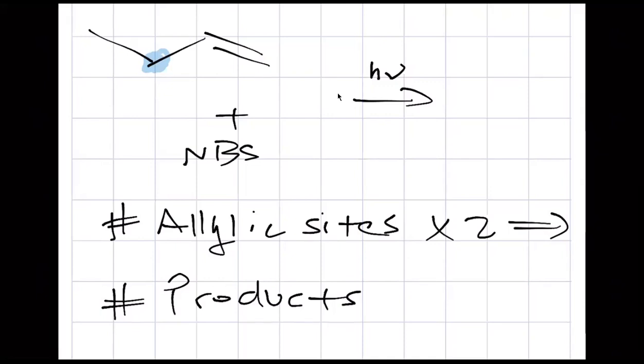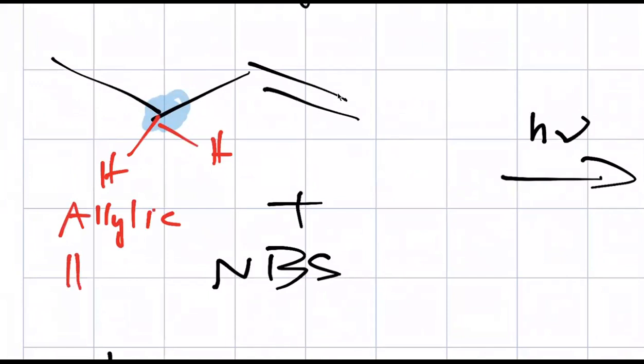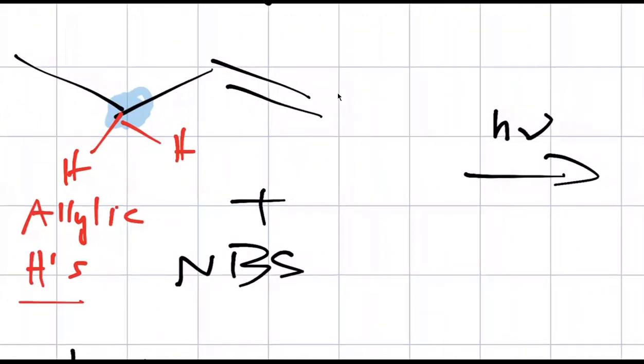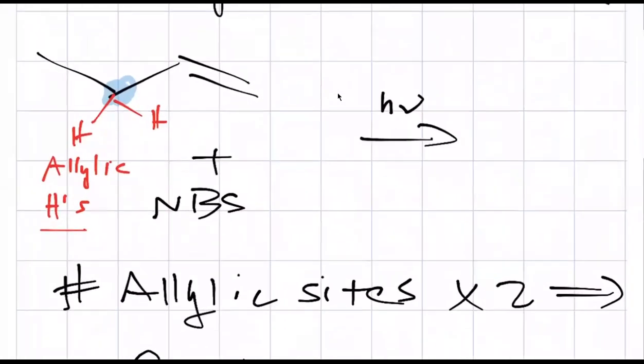So for this particular reaction, these hydrogens here, those are my allylic hydrogens, right? Because they are at a position that's adjacent to the alkene, adjacent to the double bond. So when I get my products, let me draw the products, and then we're going to go through the mechanism. So the products are going to look like this.